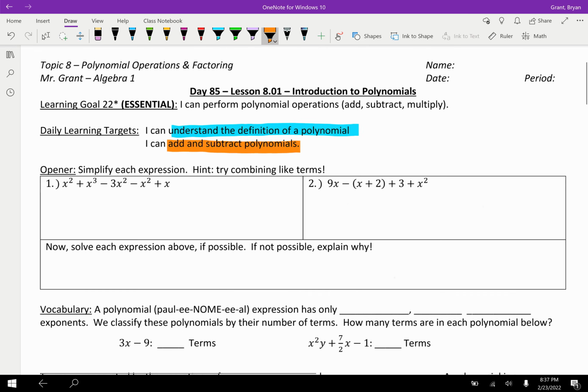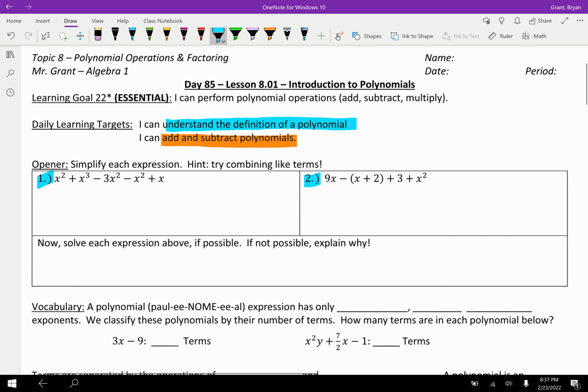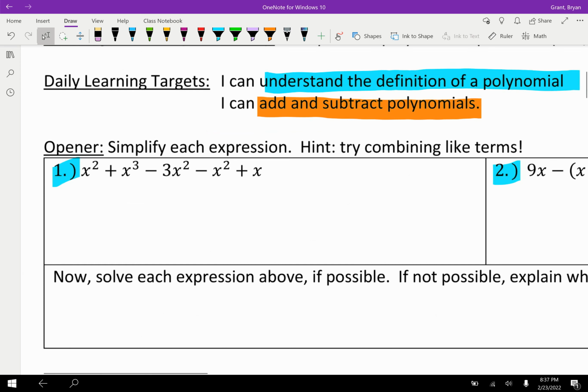So to get started, we're just going to see how you do with adding and subtracting polynomials. So we're going to see if you know how to simplify two expressions. Now, when we say simplify in math, usually we mean combine like terms. So there are two problems here, problem 1 and problem 2, and your goal is to see which terms you can combine together. And I'm actually going to help you quickly on this first one.